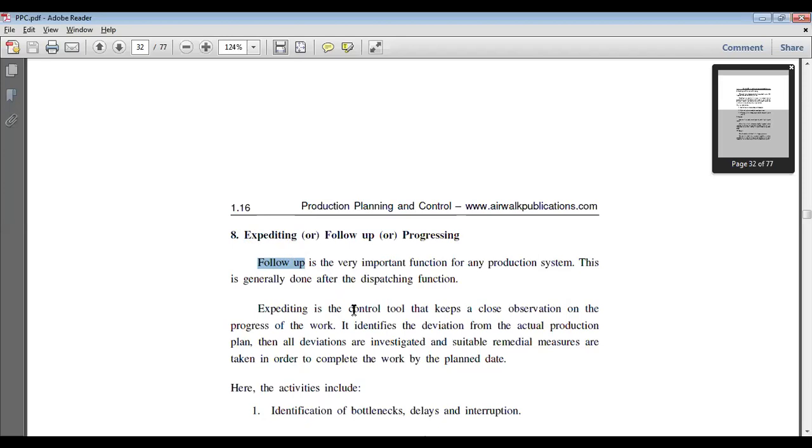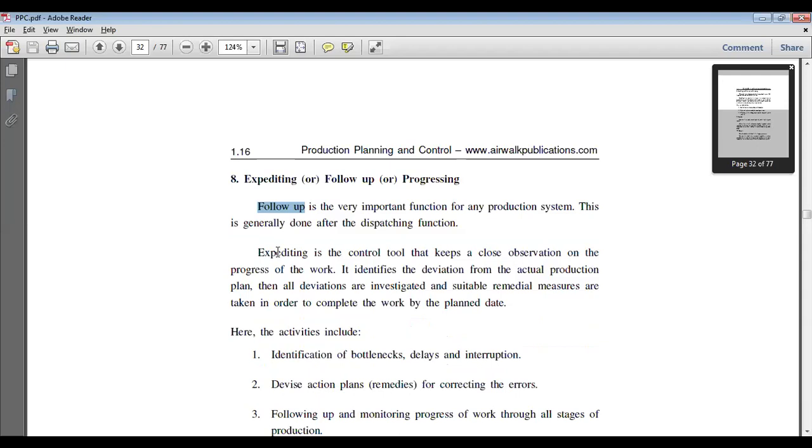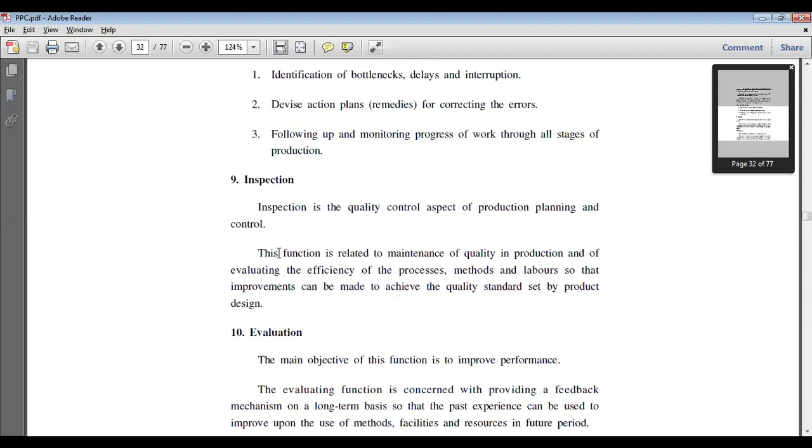If everything goes as per our schedule, the productivity is bound to be higher, and this way profitability will increase, and it will be a win-win situation for all the employees and the management. At the same time, there is a good quality product at low cost for the consumers. So this is all about production planning and control.